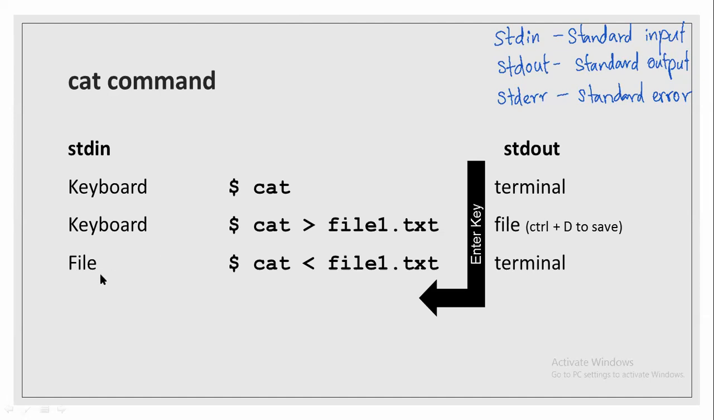In this third scenario, if you want to open it back, if you want to view or read those contents again, then input comes from the file. You're not typing anything. You're going to read something existing. So using the cat command, less than sign, file1.txt, you can read the content using the terminal.